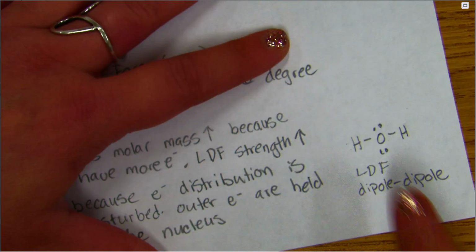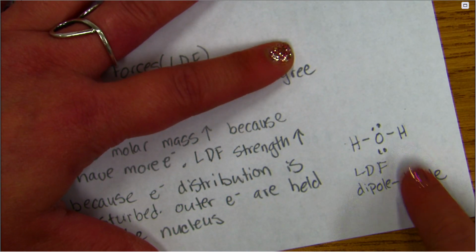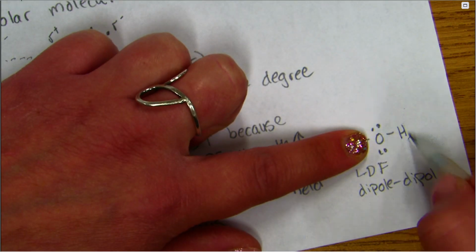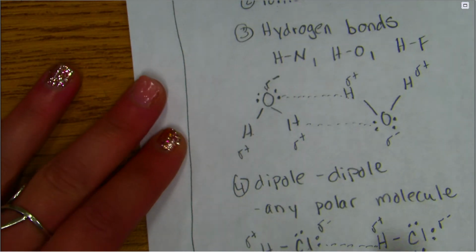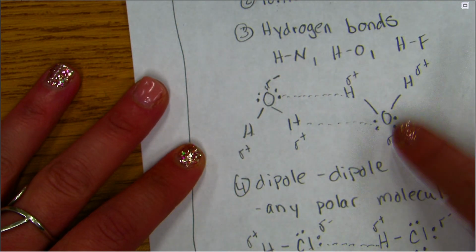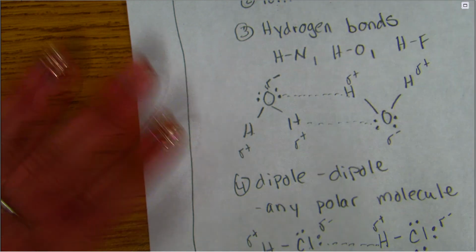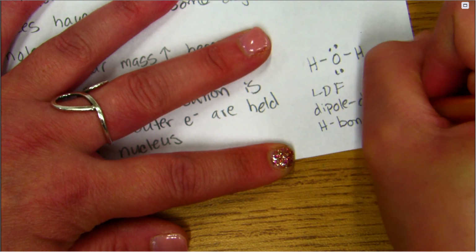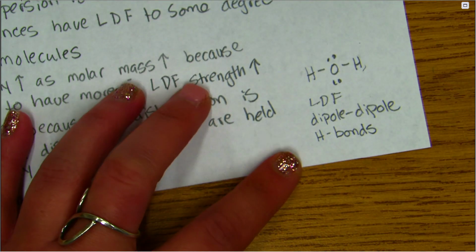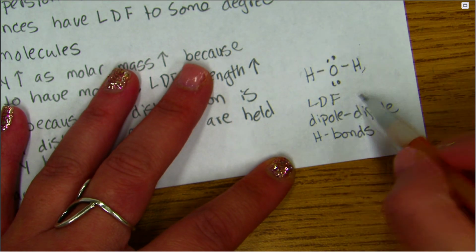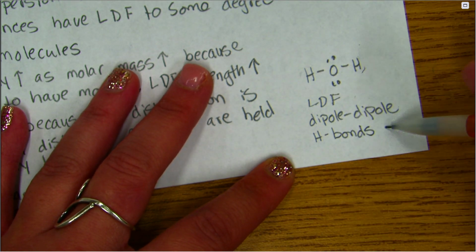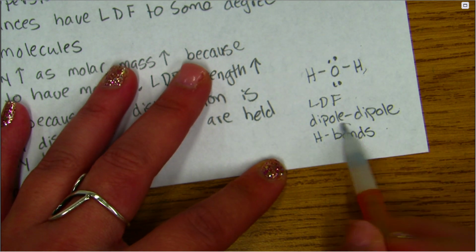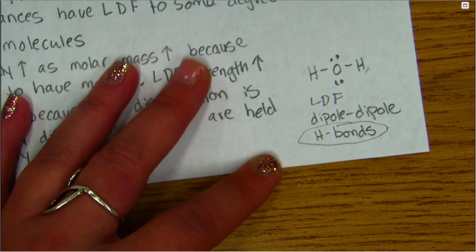It also has the ability to hydrogen bond because we have a hydrogen with an oxygen. Therefore, this has the ability to hydrogen bond with another hydrogen oxygen. So it also has hydrogen bonds. If I was to ask you to list all of the intermolecular forces found in water, you would tell me London dispersion, dipole-dipole, and hydrogen bonds. But which one of these is the strongest force? And the strongest of those three is hydrogen bond.